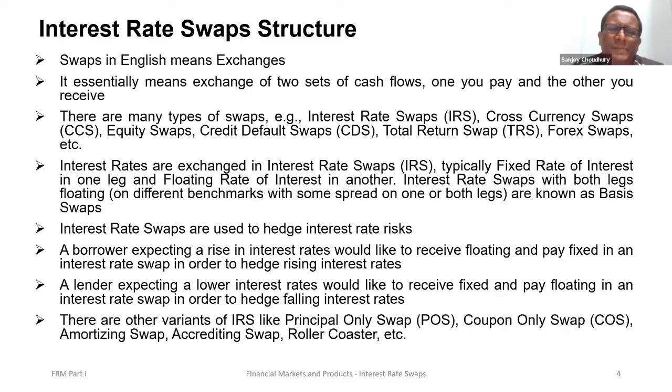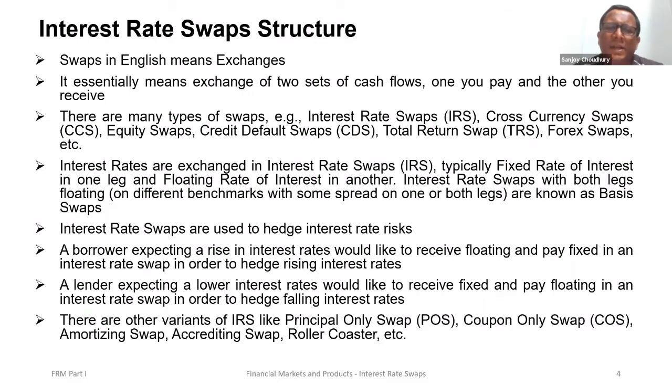Now, typically a borrower expecting a rise in interest rates would like to receive the floating and pay a fixed in an interest rate swap in order to hedge the rising interest rates. Because if the interest rate is expected to increase, the borrower has to pay a higher interest to the lender. So in order to hedge that particular risk in the interest rate swap, they would like to receive the floating. Because if interest rates increase, they will be receiving more, and they pay fixed, which anyway is a fixed amount, in order to hedge those rising interest rates.